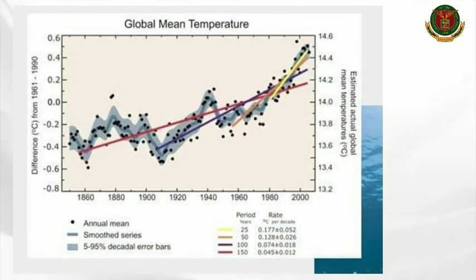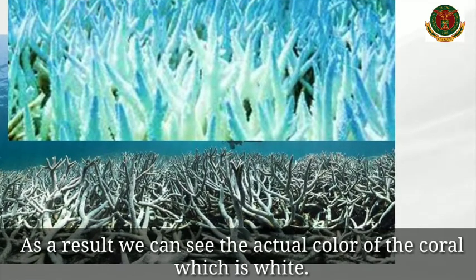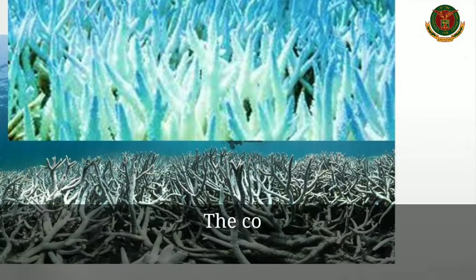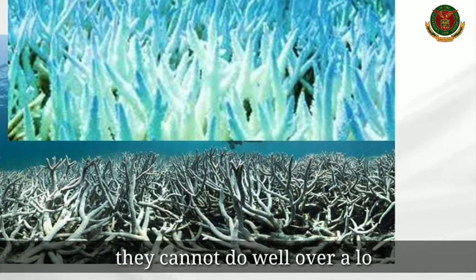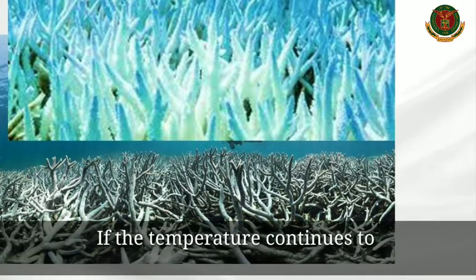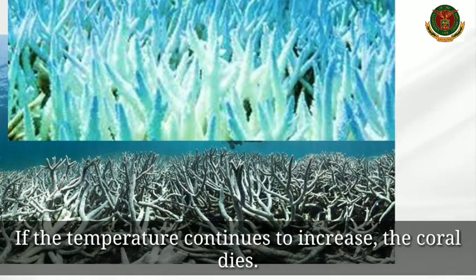Increasing temperature of the planet also increases the sea temperature, increasing the level of carbon dioxide. The scientists believe that this is damaging the photosystem of the symbiotic algae, affecting photosynthesis, making them functionally dead, and the symbiotic relationship is gone. What the coral do is to expel the algae out. As a result, we can see the actual color of the coral, which is white. The coral is still metabolically alive. However, since 90% of the energy for the coral comes from the symbionts, they cannot do well over a long period. If the temperature continues to increase, the coral dies.